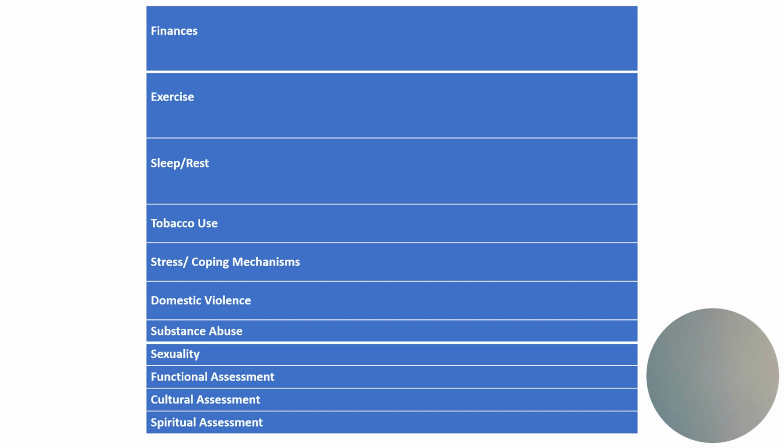And spiritual assessment. Again, we're not necessarily wanting to know how many times a week do you go to church. We're basically wanting to know, do you identify with any particular religion or anything else that is involved with spiritualism?